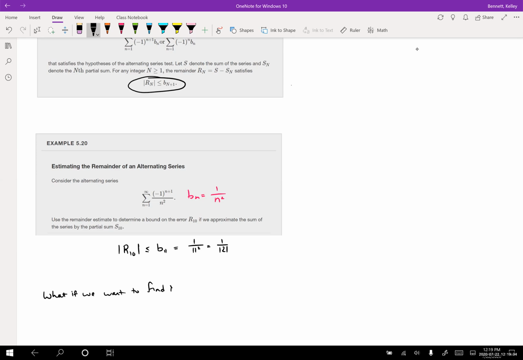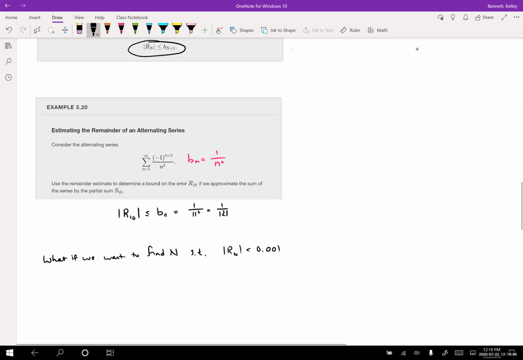that we want to find n such that the remainder is less than 0.001, right? So now I'm saying I want to estimate the value of this alternating series, but I want to make sure that I'm not off by more than 1 over 1,000. So how far should I take my partial sum in order to do that?